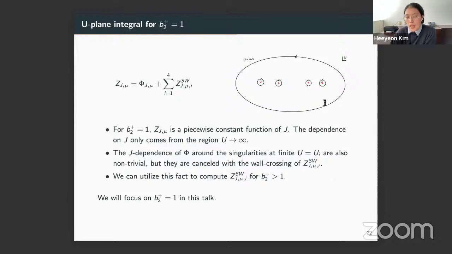Okay. So this may sound like some technical details, but this actually leads to a very powerful result, because we can essentially utilize this fact to compute the partition function for an entire class of manifolds with b2 plus larger than one. So I'm going to briefly comment on the result for b2 plus larger than one, but in this talk, we will mainly focus on b2 plus equal to one.